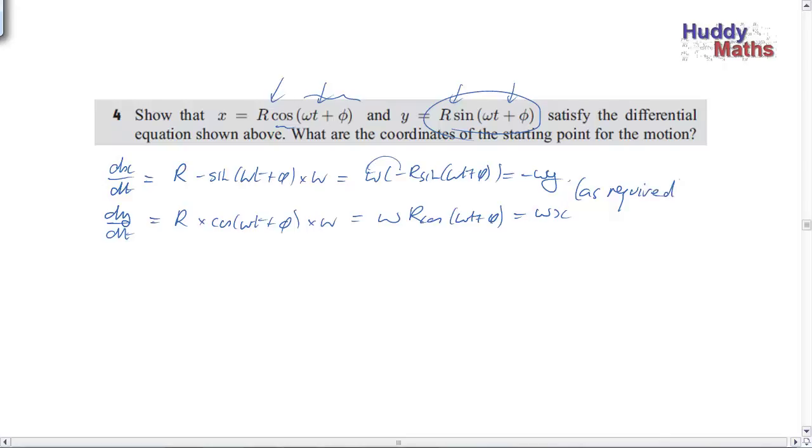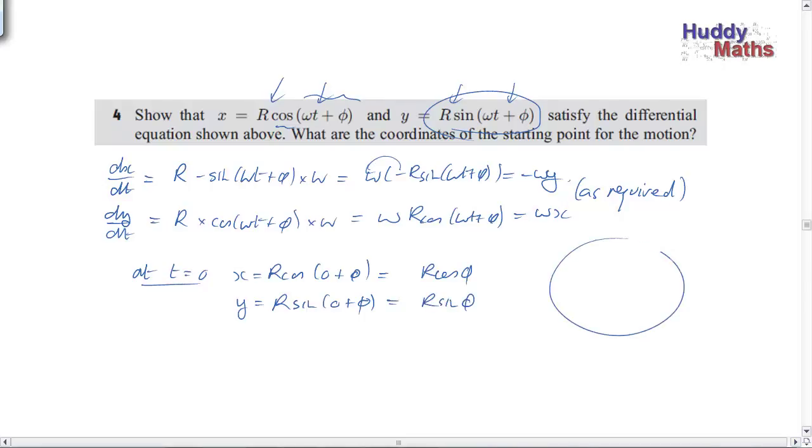Differentiating them to show that they satisfy the pair of differential equations. What are the coordinates of the starting point for the motion? Well, at t equals 0, we can say x equals r cos(0 + phi), y equals r sin(0 + phi). So that equals r cos phi and r sin phi.